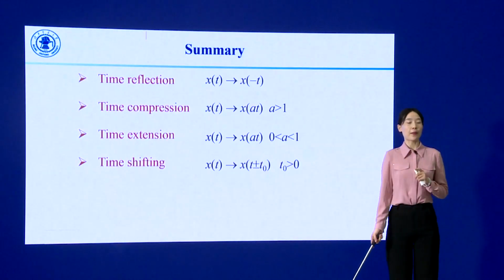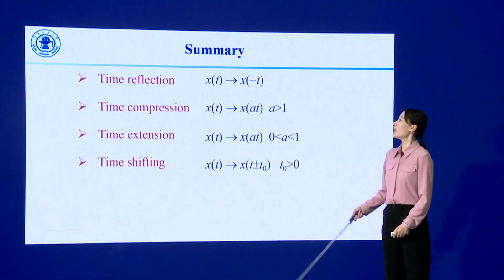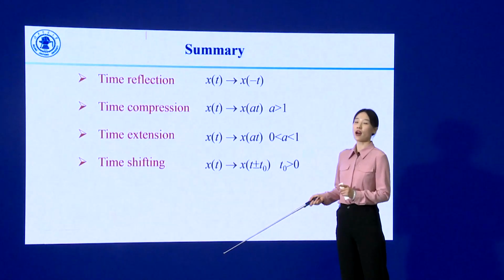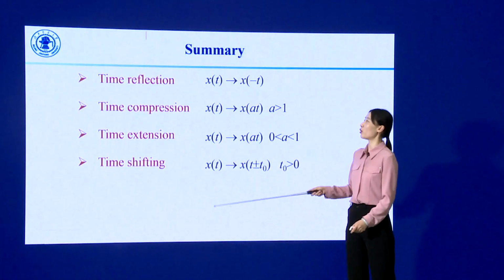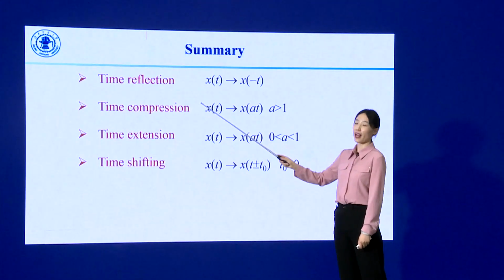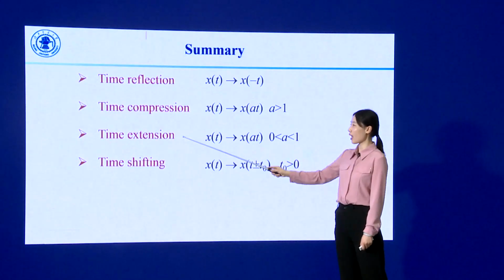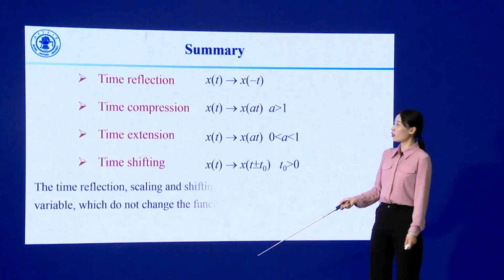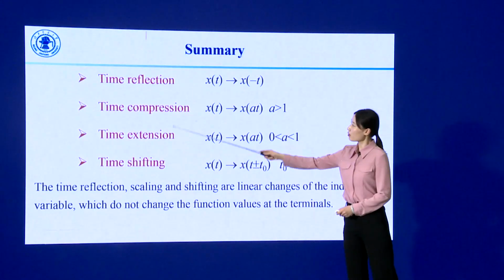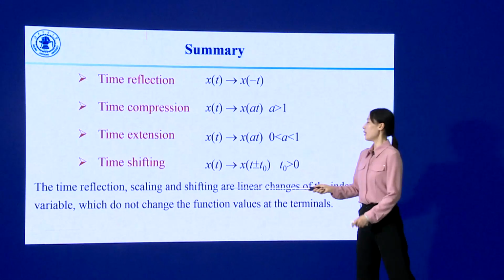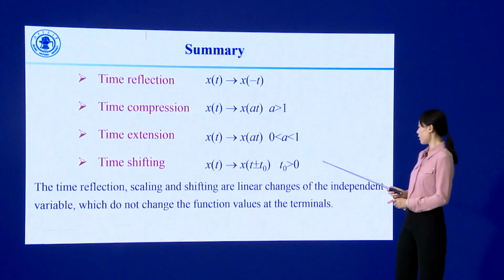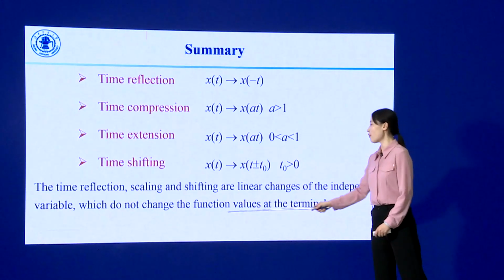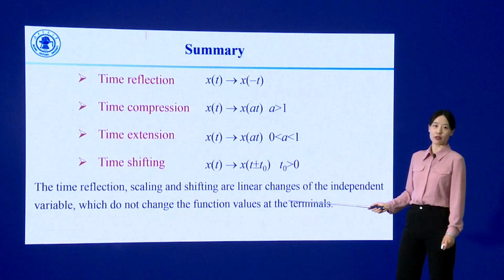Now, let's do a summary on this lecture. In this lecture, we introduce some basic operations on continuous time signals, including time reflection, time compression, time extension, and time shifting. You should notice that these operations are linear changes on the independent variables, and they will not change the function values at the terminals.